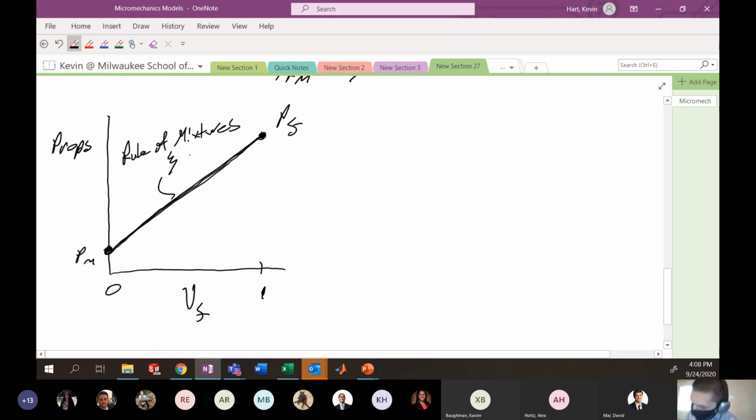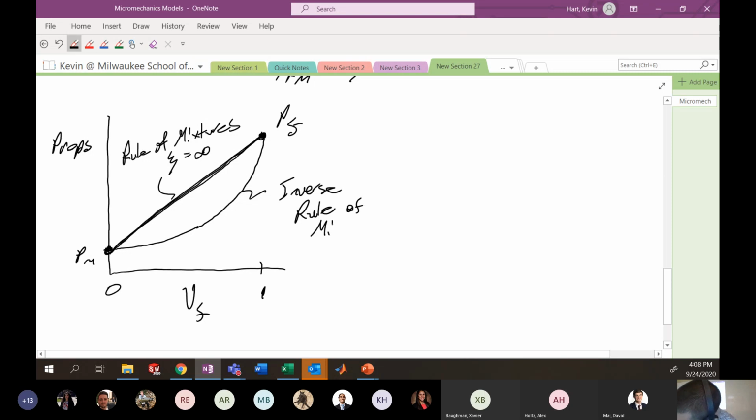And in this situation, for rule of mixtures, the value of psi is infinity. We also looked at the inverse rule of mixtures, and that's this 1 on x looking function. Inverse rule of mixtures. And this represents the lower bound on the properties that you could have for your composite. And in this situation, xi is 0.